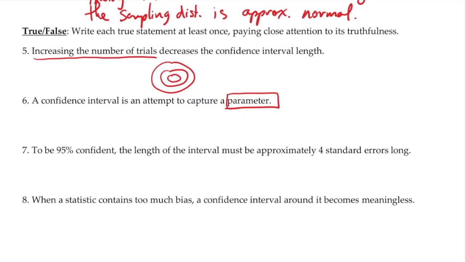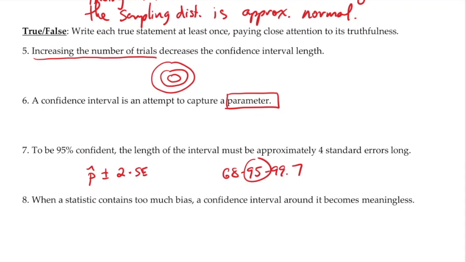Number 7, to be 95% confident, the length of the interval must be approximately 4 standard errors long. The reason I say that is when we look at the formula for 95% specifically, it has a 2. And the reason it has a 2 is because of the 68, 95, 99.7 rule. If we go 2 standard deviations out from the mean, we are 95% confident.